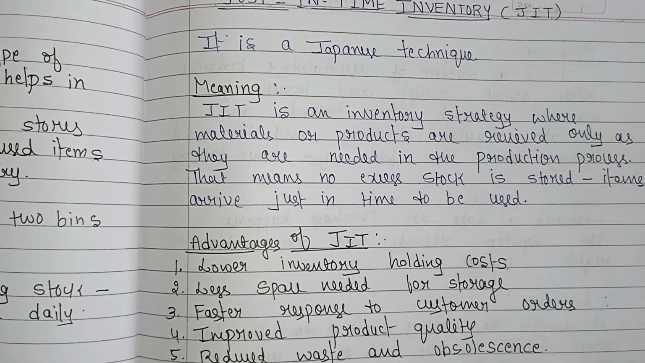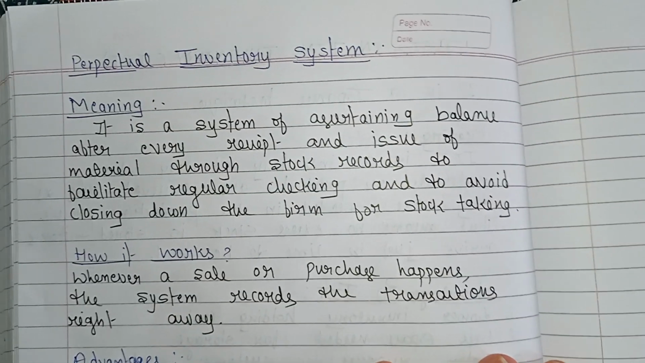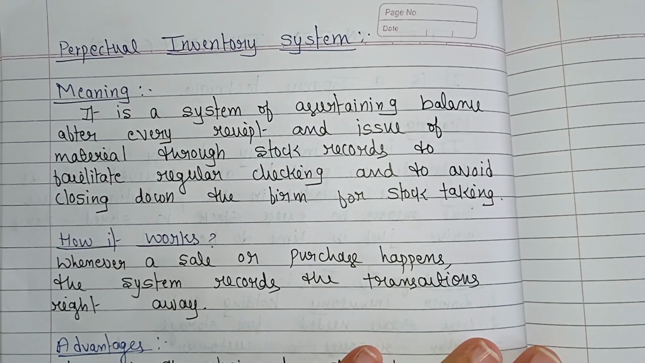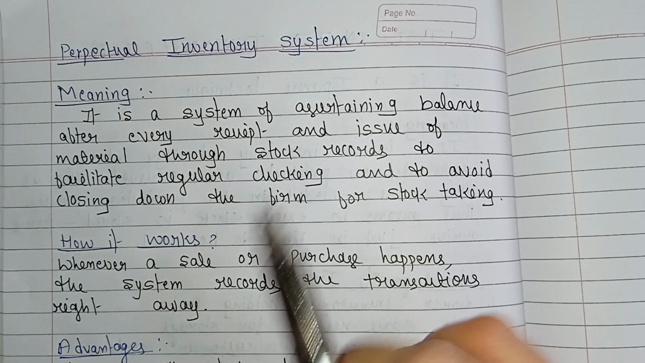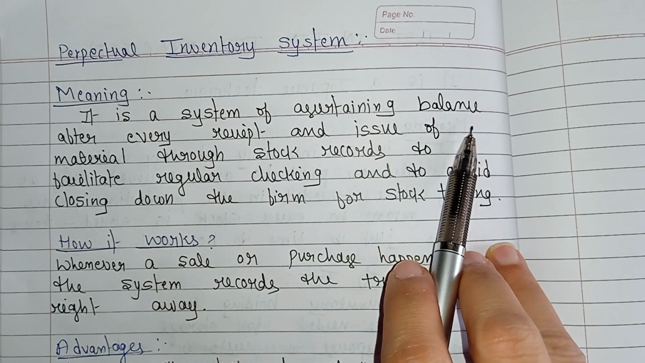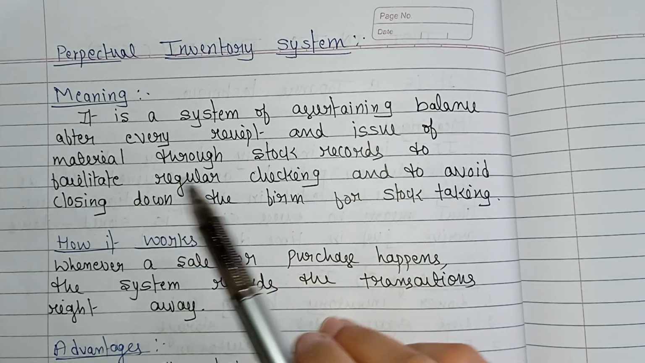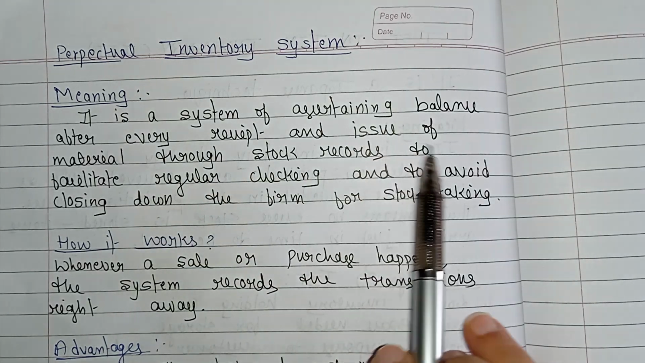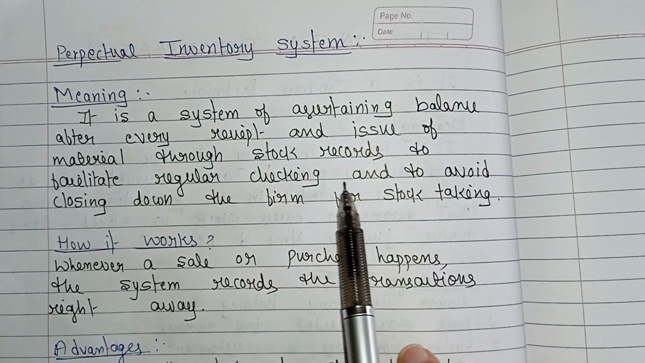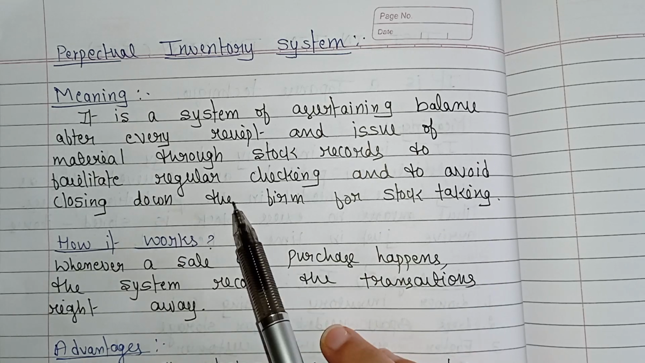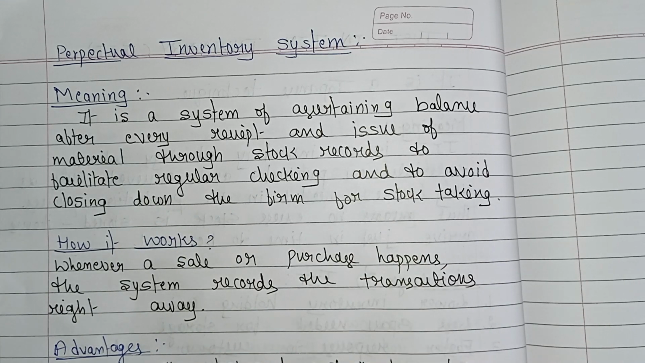Now next see the last technique of inventory control, that is perpetual inventory system. Let's see the meaning. It is a system of ascertaining balance after every receipt and issue of material through stock records, to facilitate regular checking and to avoid closing down the firm for stock taking.